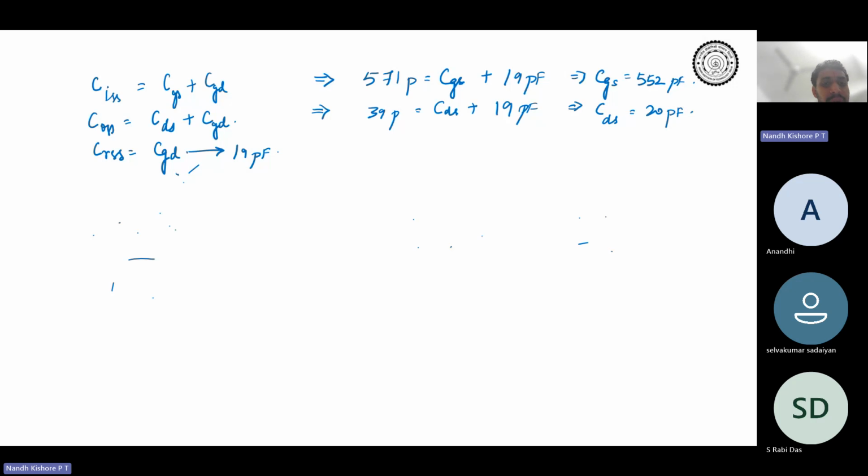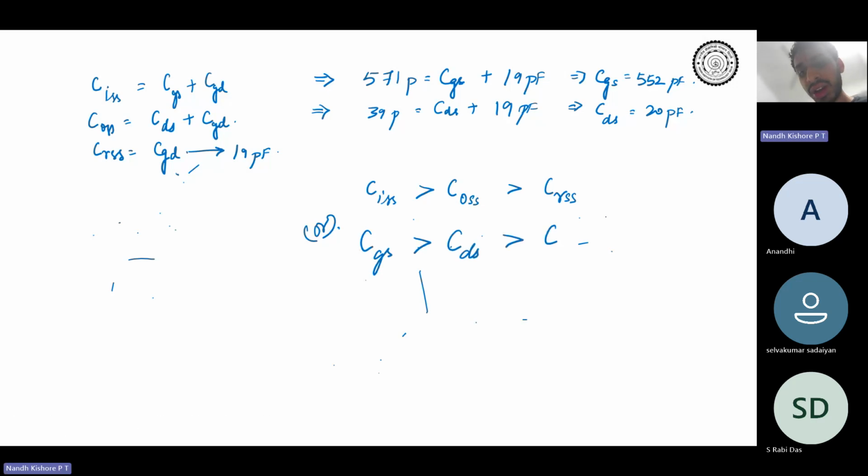This is a pretty simple problem, but one interesting thing to note is that in almost all devices you will see CISS more than COSS more than CRSS, or equivalently CGS more than CDS more than CGD. This is a trend that you will see almost universally for all devices.